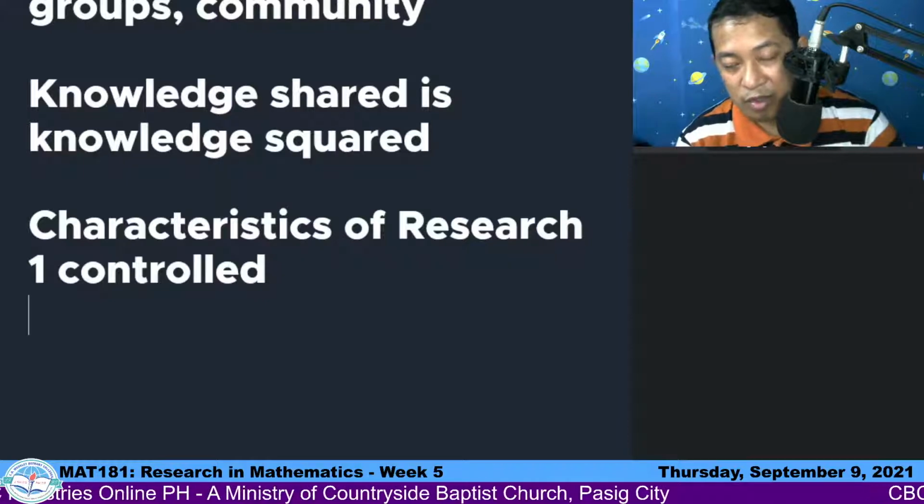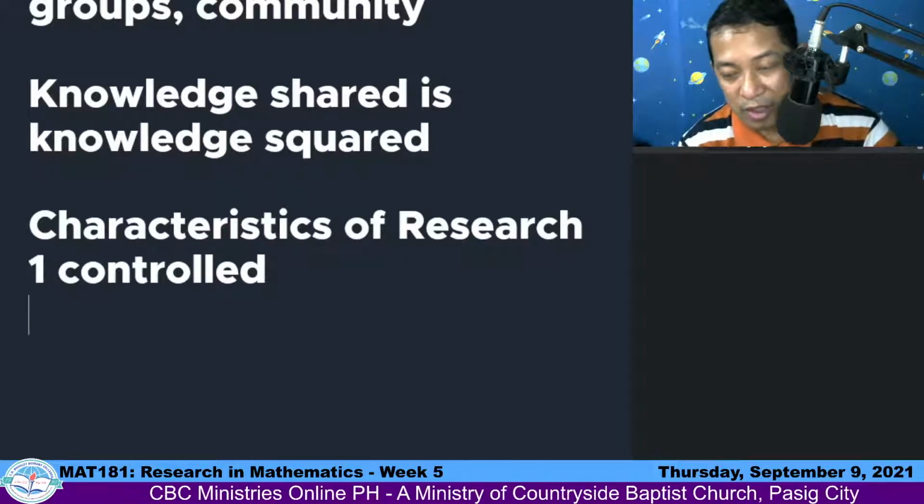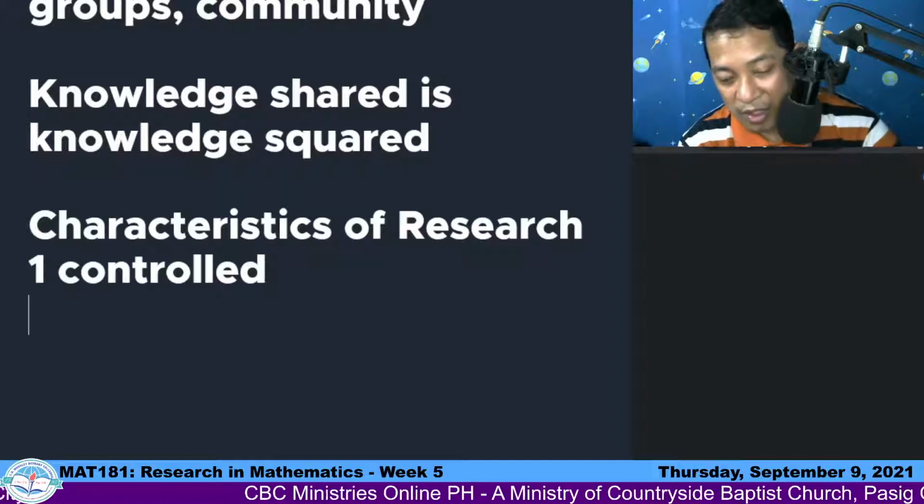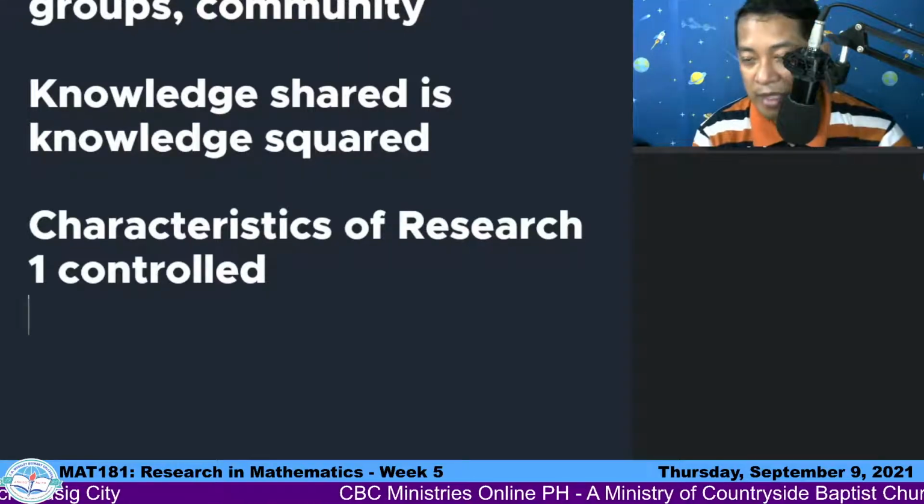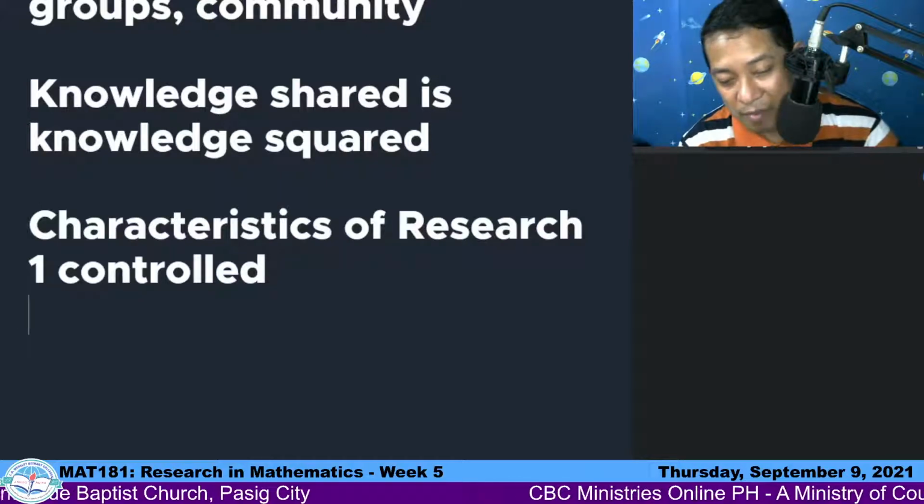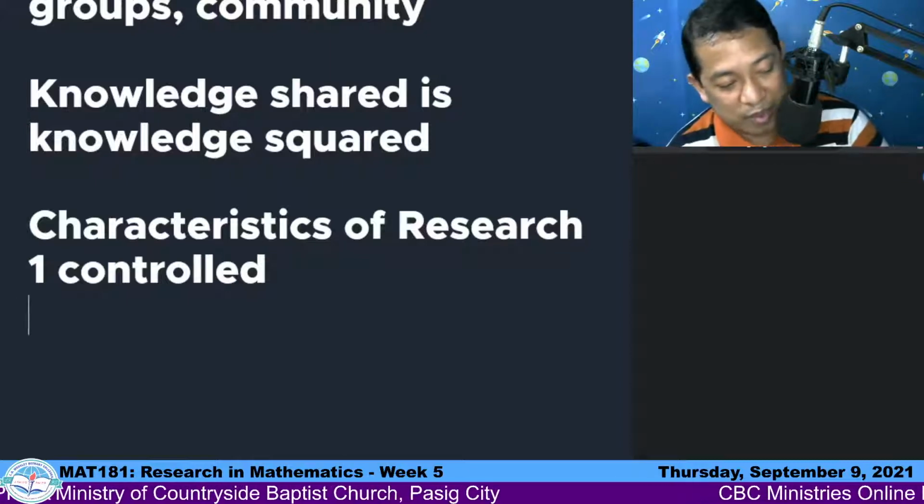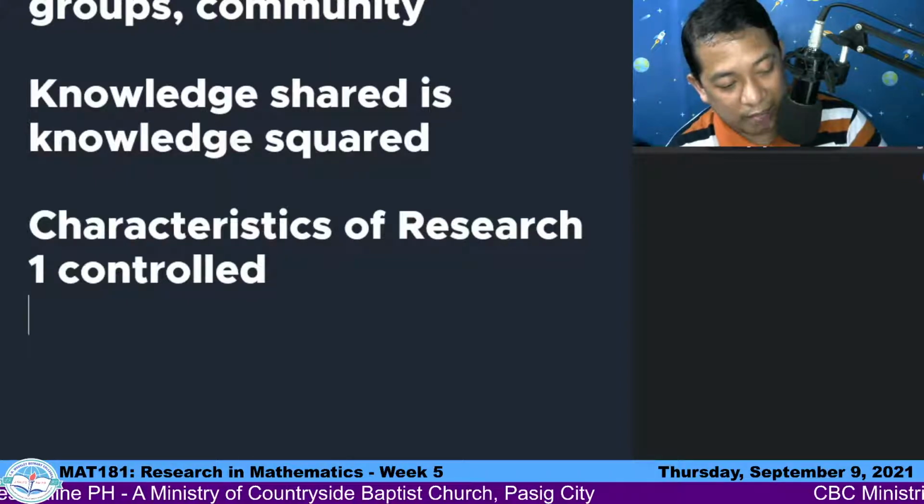So there must be control on the variable. So what are the parameters involved? Is this research only for secondary student? Still very big. What particular secondary student? It must be for math majors or English majors, on what level, etc. So there must be control on that variable.